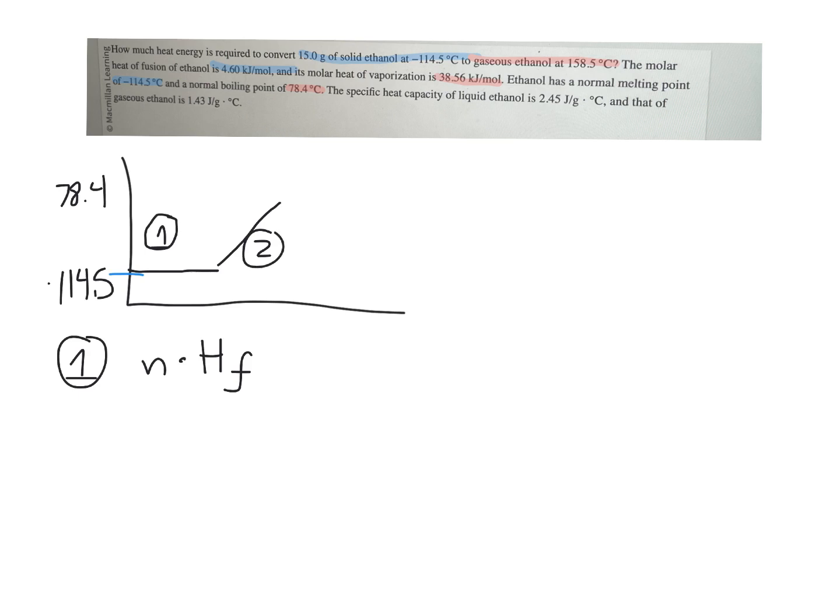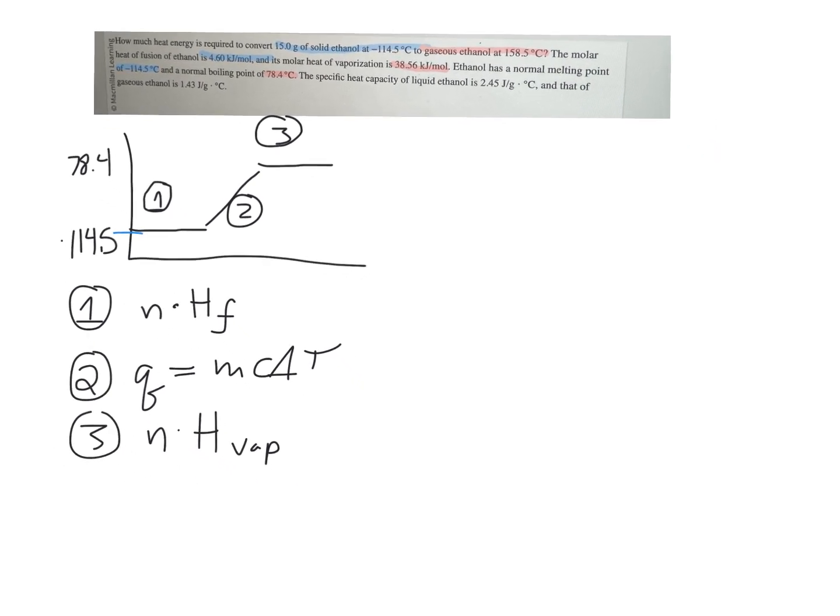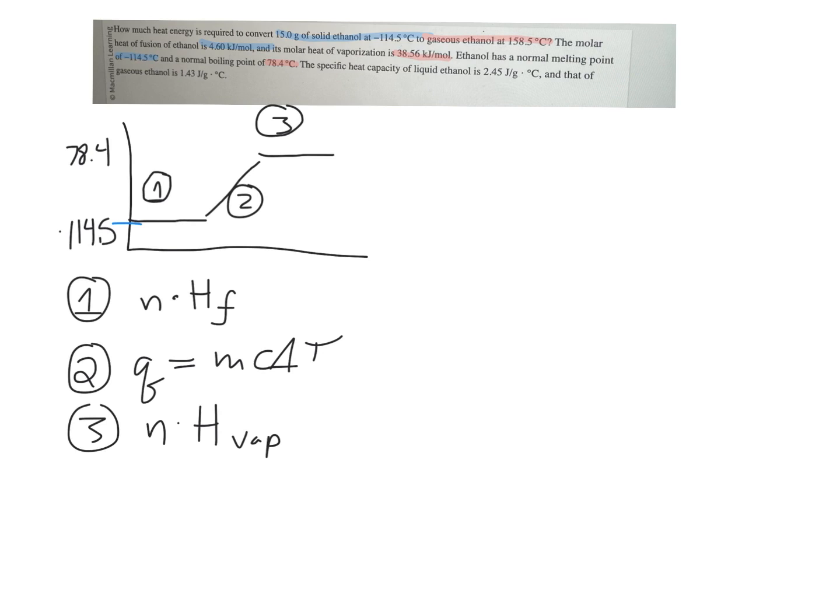Now we're taking that melted ethanol, and here's chunk 2. We are going to take our formula Q equals m times specific heat times change in temperature, because we're taking that liquid ethanol and raising its temperature up to 78.4 degrees. Then our third leg of this heating curve: we take that liquid ethanol up to the point where it starts to evaporate, and now all of that energy is going to be given to evaporating the ethanol. So we're just going to take the number of moles of ethanol and multiply it by that molar heat of vaporization. That will get our ethanol completely turned into a gas. That's how much energy it takes to turn that ethanol into a gas.